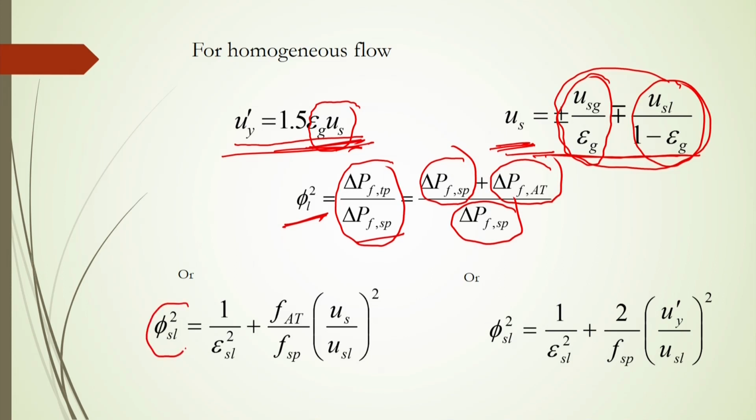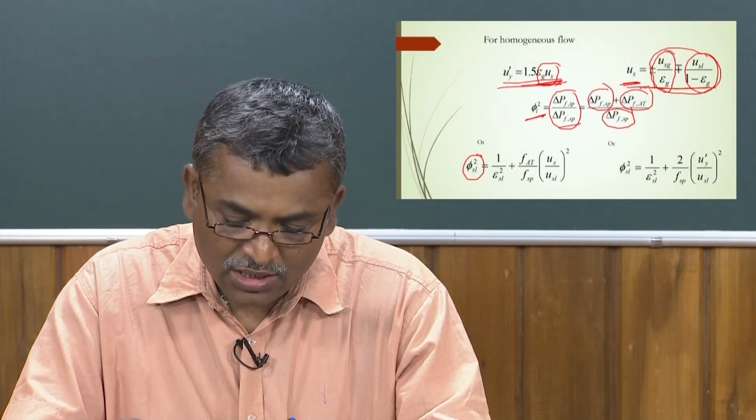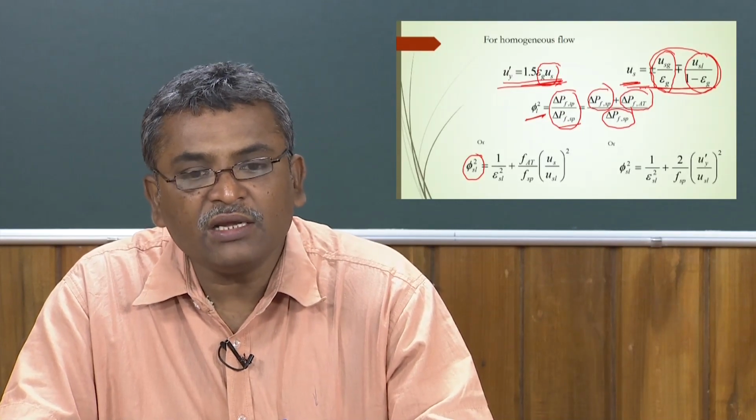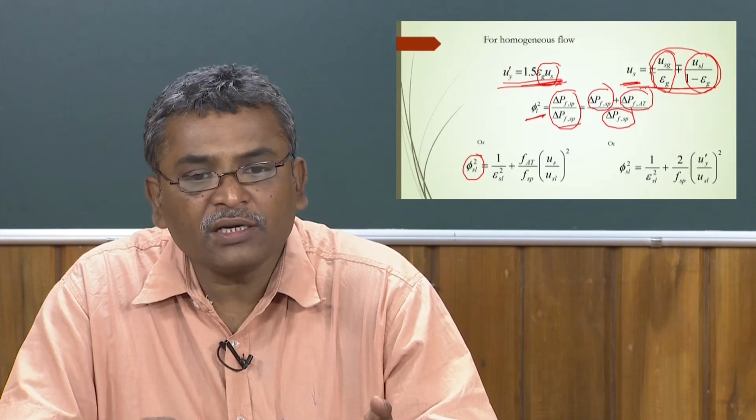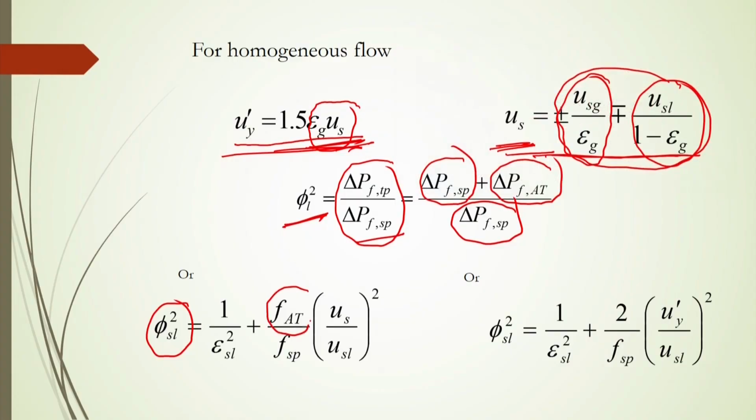Or you can calculate this multiplier of the single phase slurry phase, that is in terms of the concentration of the slurry and the friction factor of the additional turbulence to the friction factor of single phase flow inside the bed, and also what would be the ratio of slip to this single phase slurry phase. So, you can directly obtain this multiplier of the slurry by this correlation.